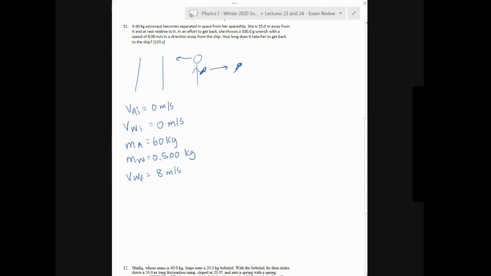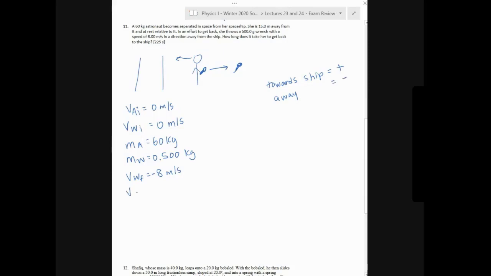We can say it's positive or negative. It just depends on how we want to define the positive direction. We could say towards the ship is positive, so away from the ship would be negative. Let's do that: towards the ship equals positive, away equals negative. So that's why it's negative.